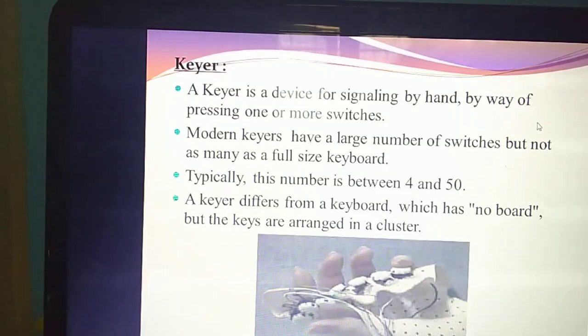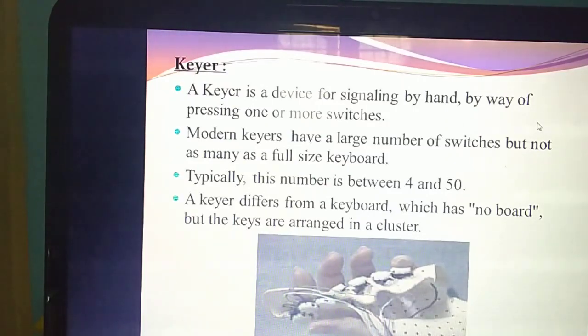Then what's the next input device you have studied? Scanner. What's the use of scanner? You can scan a particular paper or particular data. You keep it inside the scanner, scan it, get the information, feed it into the computer, and take a printout. What's the next thing? Fingerprint scanner. What's the use of fingerprint scanner? Mainly it is used for security purposes, and also for biometric attendance.